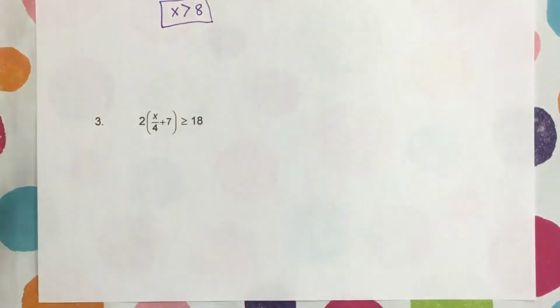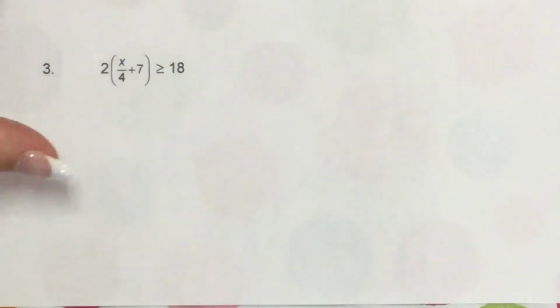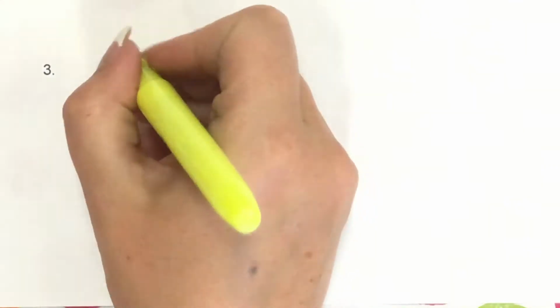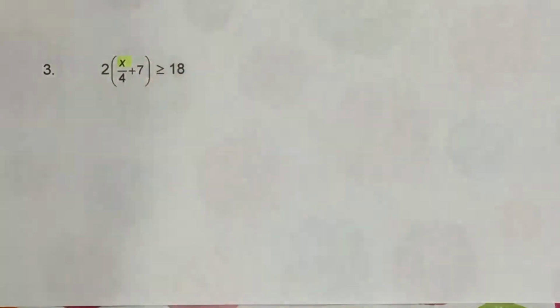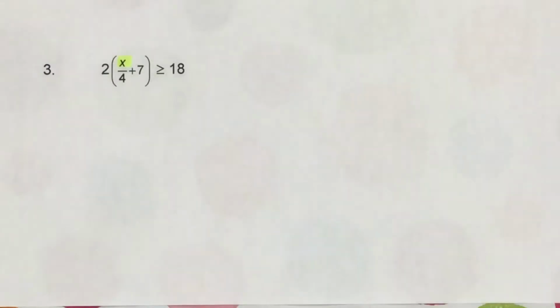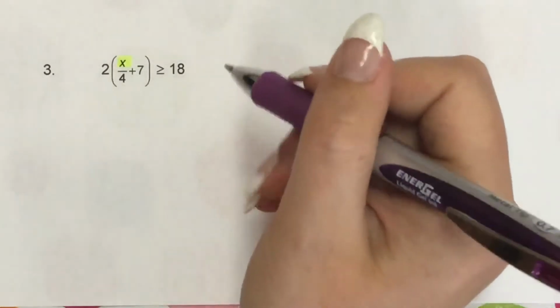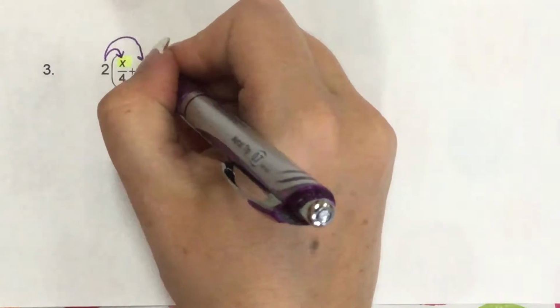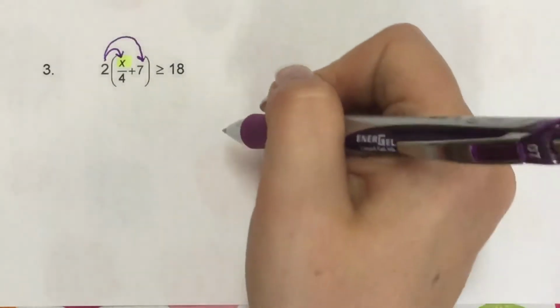Okay, so we're going to go ahead and do number 3 together because we haven't done an inequality like this. We've solved an equation like this before. However, I just want to go over how it would work with an inequality. So we are trying to get x by itself. And one thing that you should see is that they have these parentheses with a 2 on the outside. So we're going to do the distributive property like we did before with the equation. So we're going to go 2 times this x divided by 4, and then we're going to multiply the 2 times the positive 7. So we're going to do that step first.